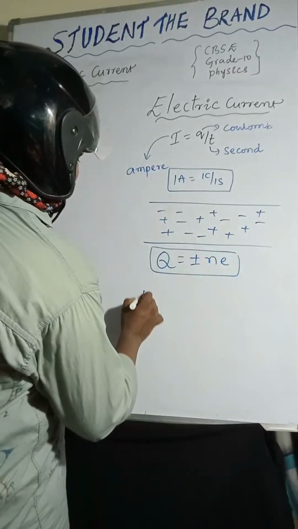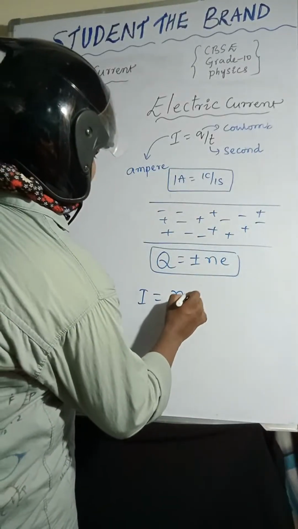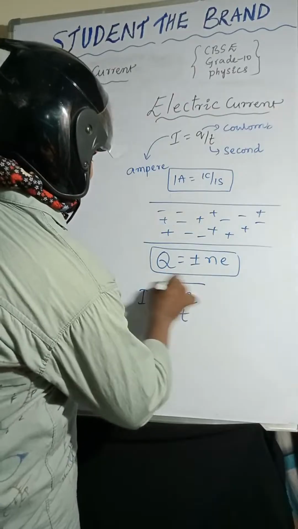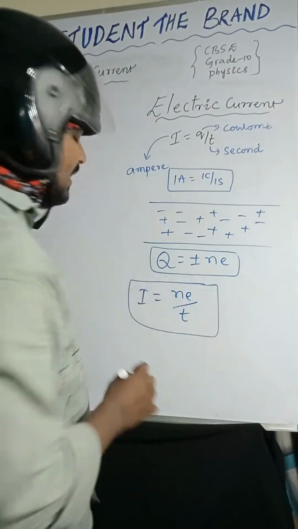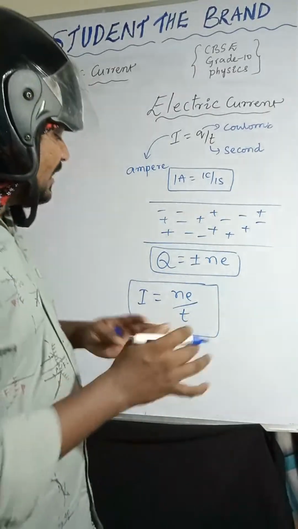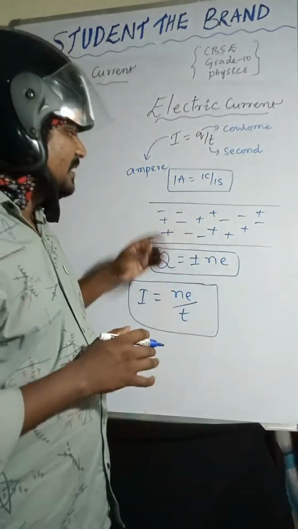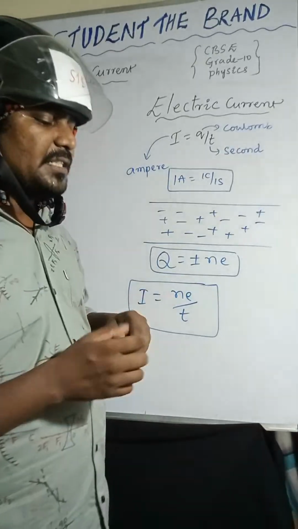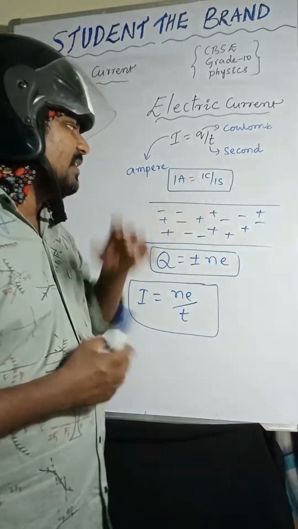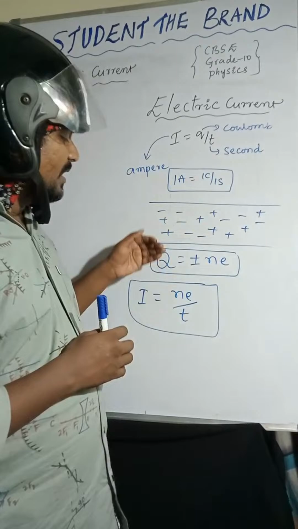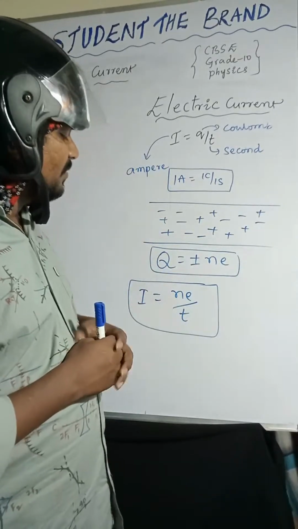So I equal to Ne by T. I'm taking I equal to Ne by T. Here N is the number of electrons, the number of charges passing inside of the conductor. Okay, so here I'm taking electrons, so the number of electrons.